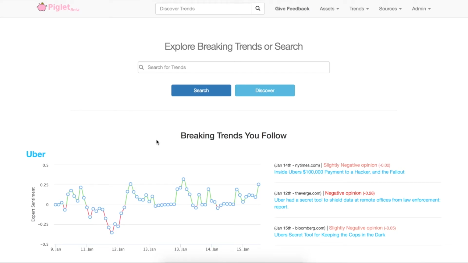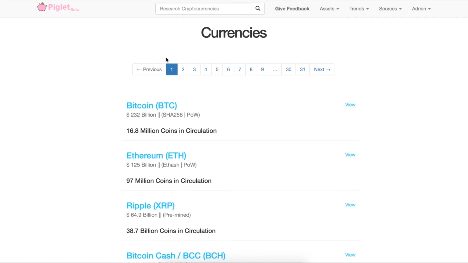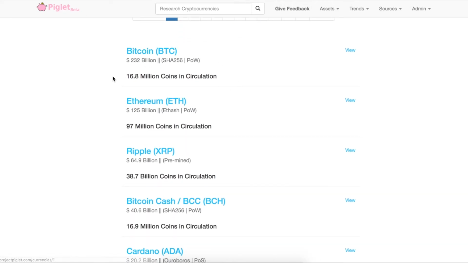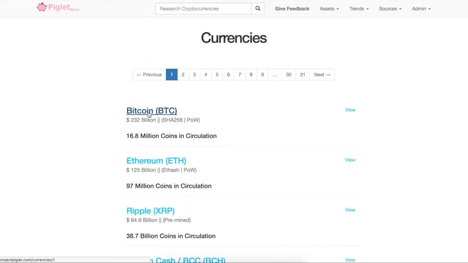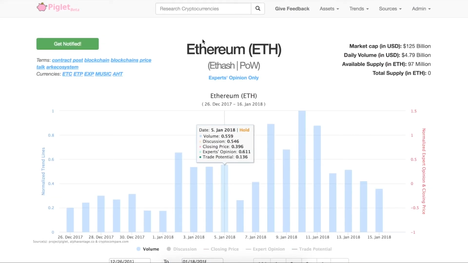In this video we're going to go over how to invest your money using Piglet. So if you go over to the top right here, just look at cryptocurrencies or stock market. Let's look at cryptocurrencies. Cryptocurrencies, if you just click on that one, are sorted by market cap. So at this time, let's look at Ethereum, which is the second largest cryptocurrency. So you can see here we have Ethereum.